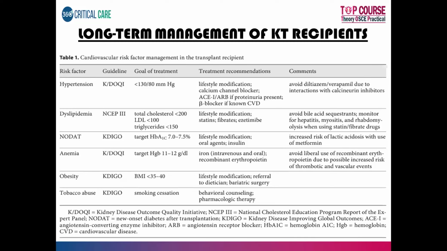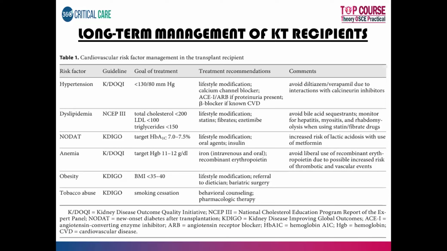Better to avoid diltiazem or verapamil because, as I told, there are a lot of drug-to-drug interactions with the calcineurin inhibitors. Second, how should they control dyslipidemia? Their total cholesterol should be less than 200, their LDL should be less than 100, and triglycerides should be less than 150. Either use lifestyle modifications or use statins, fibrates.